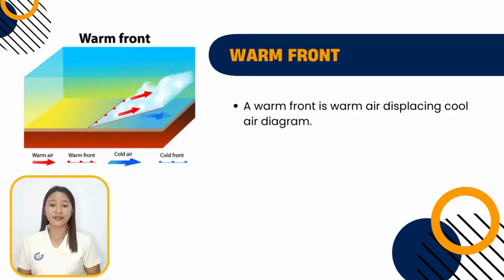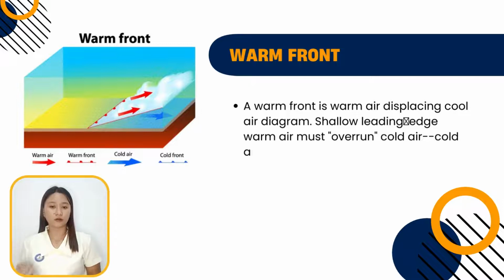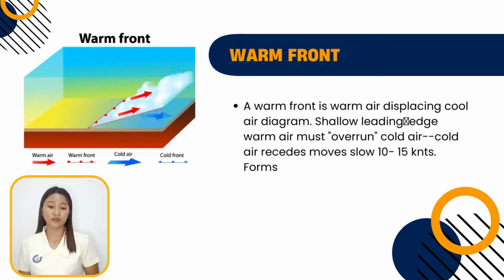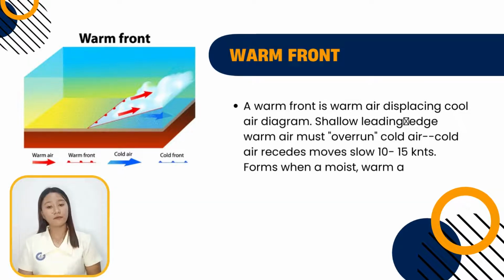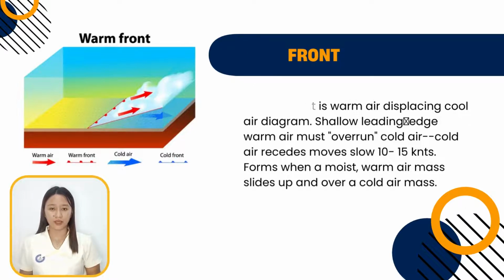So, a warm front is warm air displacing cool air. Diagram: shallow leading edge, warm air must overrun cold air. Cold air recedes and moves slowly, 10 to 15 knots. So here, when a warm air mass pushes into a colder air mass, a warm front develops. Warm fronts travel more slowly than cold fronts because warm air finds it more difficult to push cold, dense air over the Earth's surface.